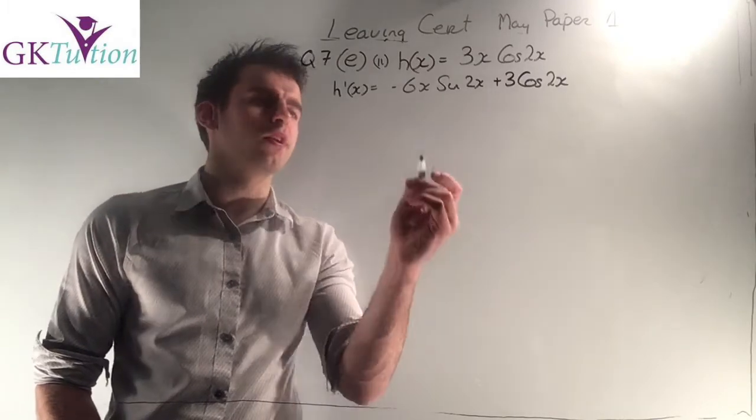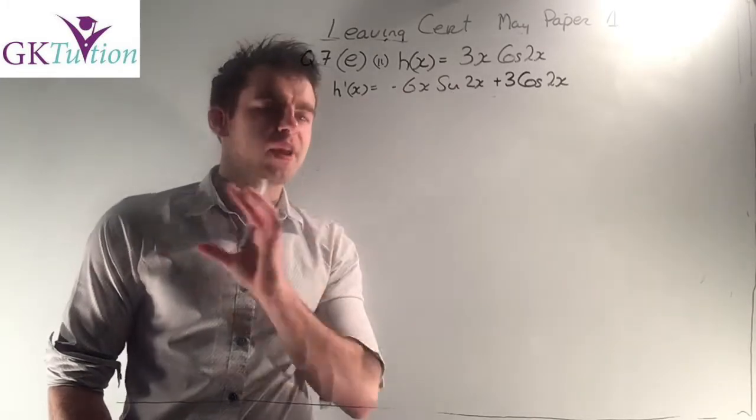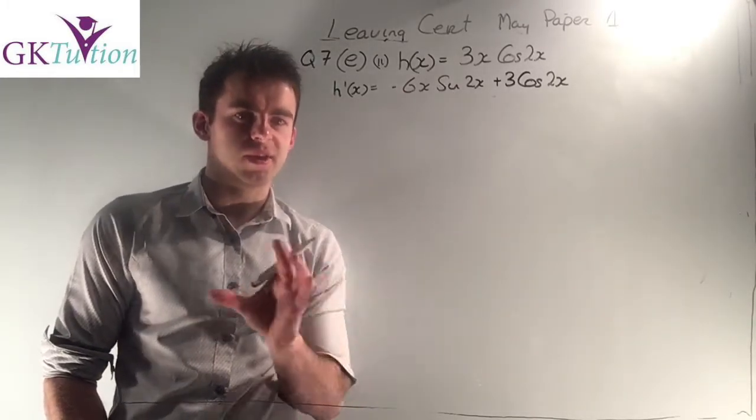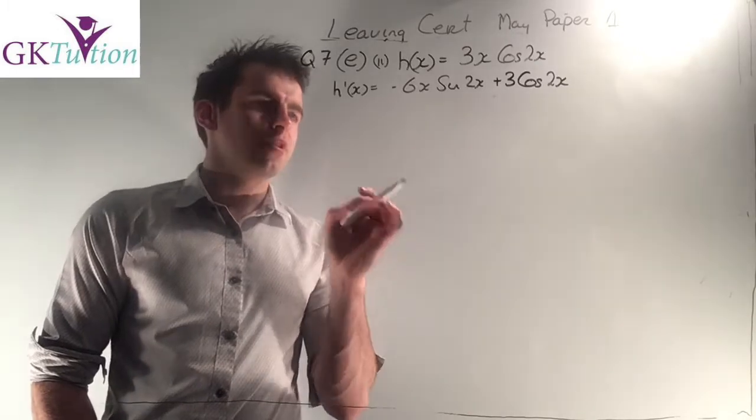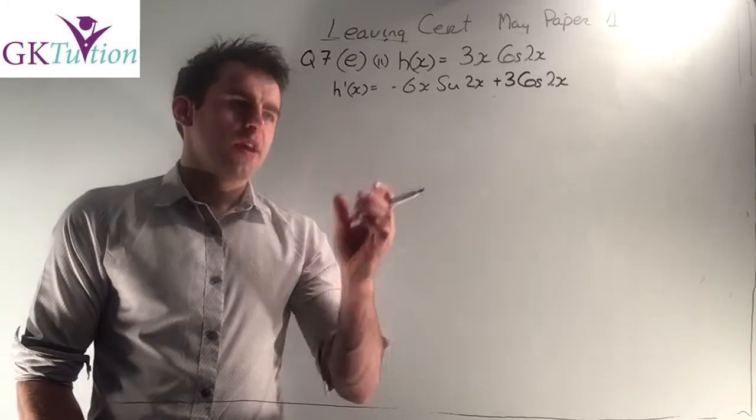There's nothing on the course that allows you to integrate algebra multiplied by trigonometry. We've never done anything to do with a product rule. It's not on the course. So you need to realize that this is one of your antiderivative questions.